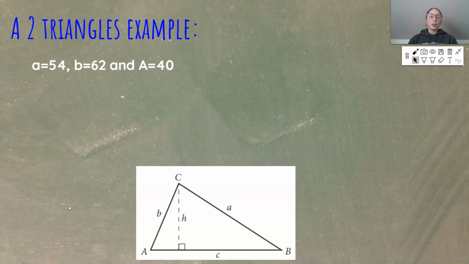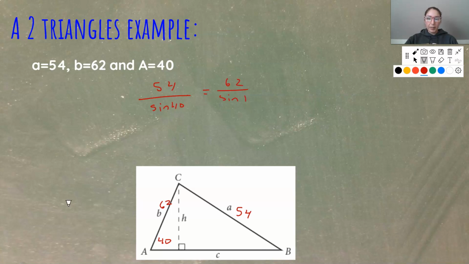Okay, so let's look at a two triangle case now. And this is the one that we saw at the very beginning. It's the same example. So a is 54. We're just going to work it out now. b is 62. And big A is 40. Okay, let's law of sines it. Little a over sine of big A equals little b over sine of big B.